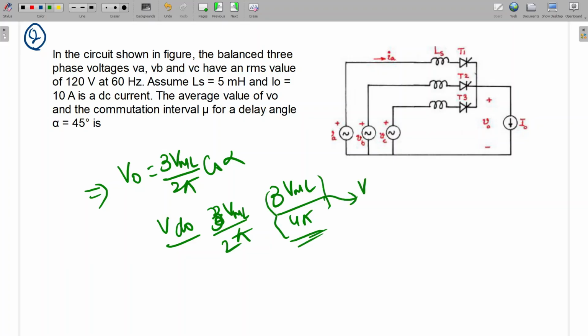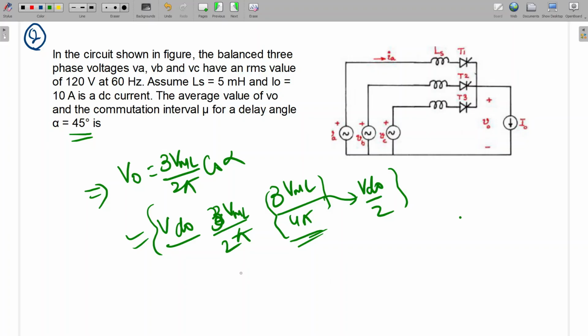This will be Vd0 by 2. Okay, sir. But see, here alpha is 45 degrees, greater than 30 degrees. That is okay. Whatever the alpha value, this kind of equation will be the same. Only the conduction angle will change, like the thyristor conduction angle, but the formula will be the same.